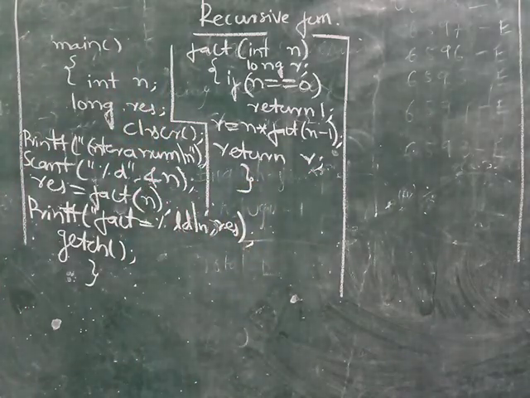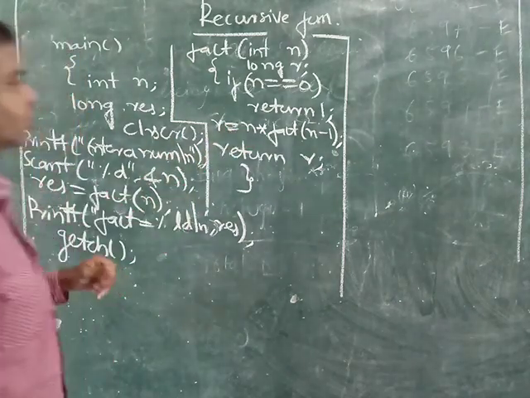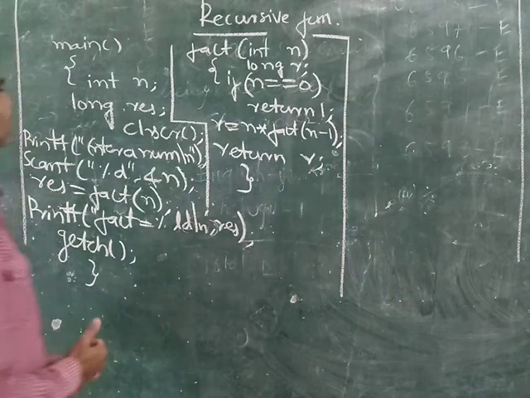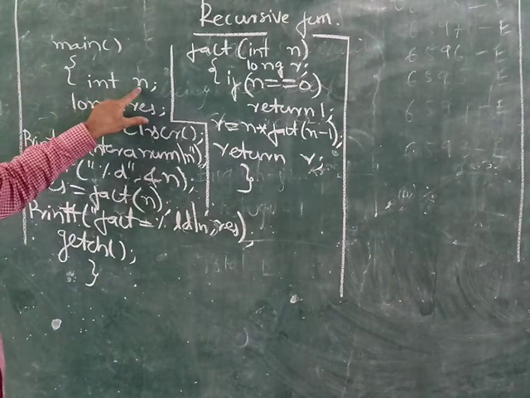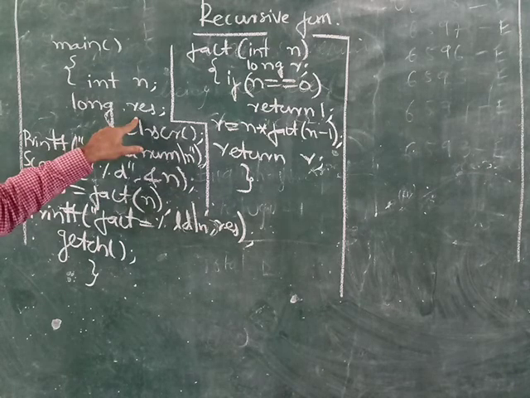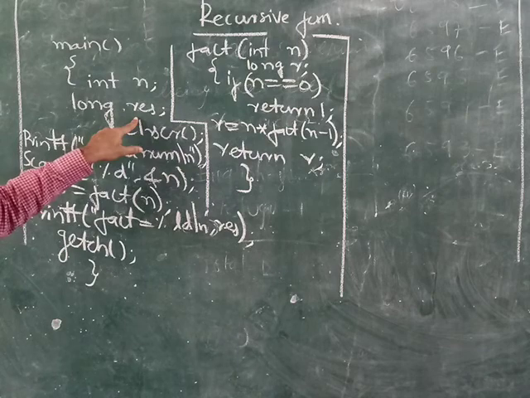So this is the function code. This is the calling function. This is the called function. Nothing but using a different function to see how it repeats, how it calls itself, and how it executes. We'll see. So I am taking integer n. For result I am taking long, because the range of the factorial value is more than an integer. That's why I took long.